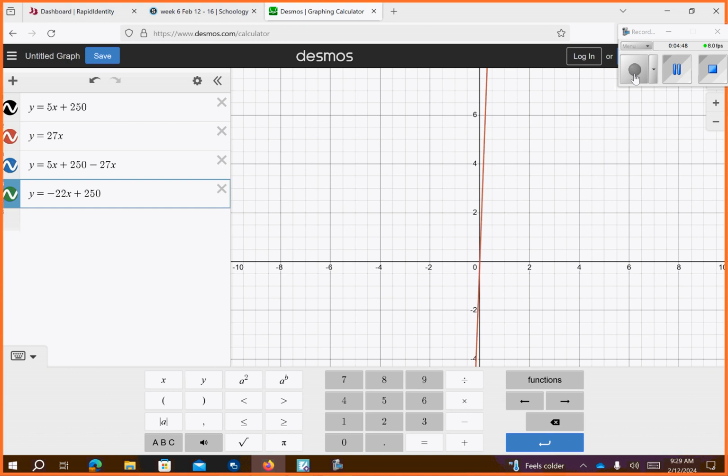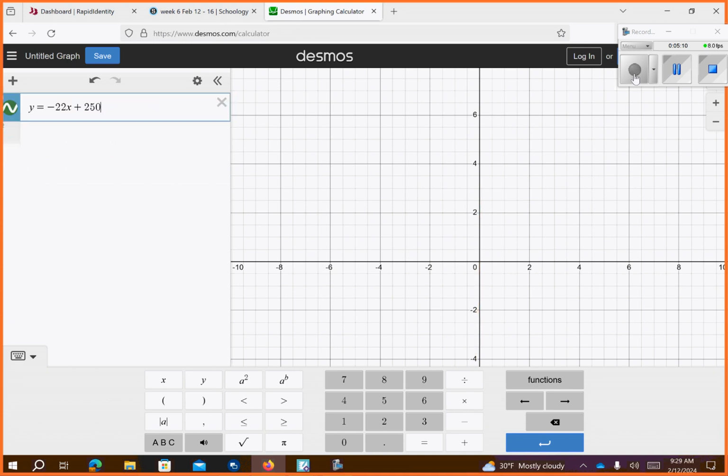Number 6 says a company charting its profits notices a relationship between the number of units sold x and the profit is linear. If 200 units sold result in a $3,100 profit, and 250 result in a $6,000 profit, write the profit function. Okay, so let's get rid of this. I'm given 2 points: 200, 3,100, and 250, 6,000.